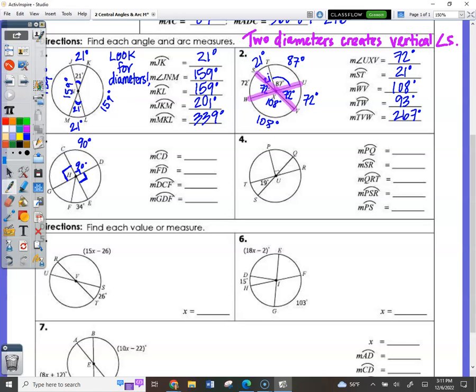90 together. Now, if this is 34, then what's this? Wait, I went inside. 34. Now, how do you get the 56? What's that come from? There you go. So from here to here has to measure 90. 90 minus 34 would tell me this is 56. And now I can start piecing together those arcs.